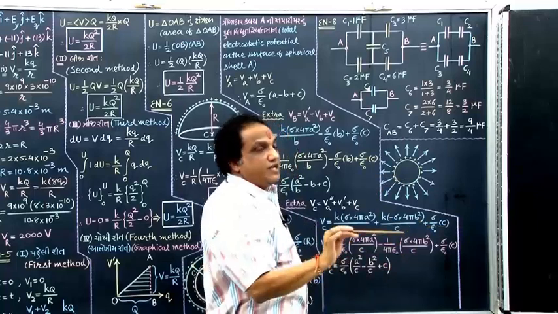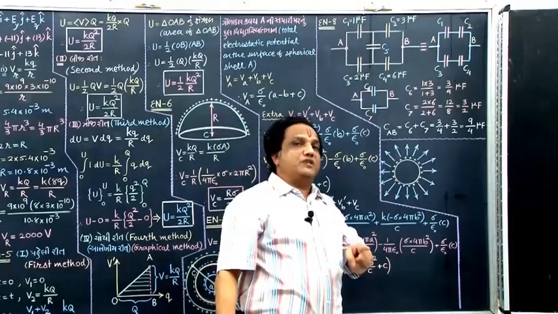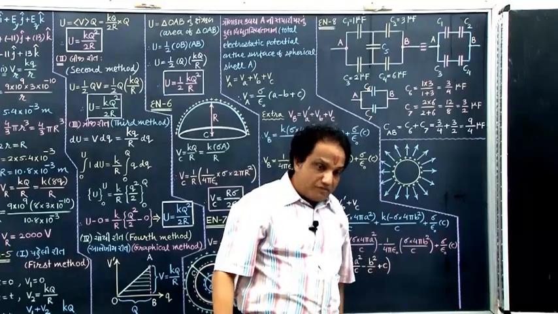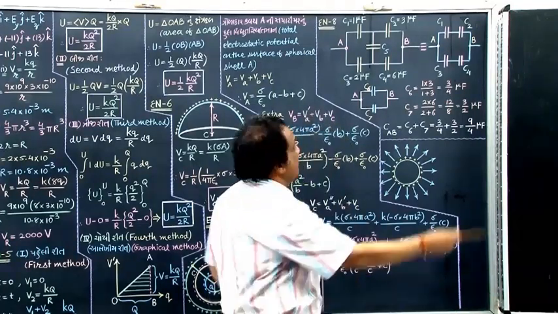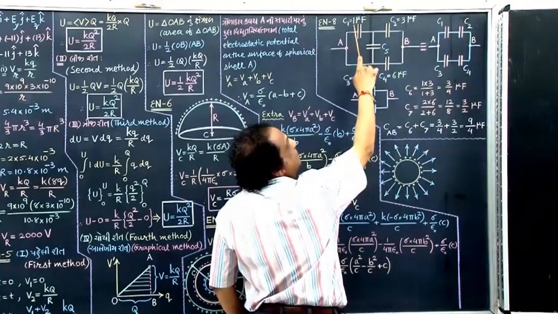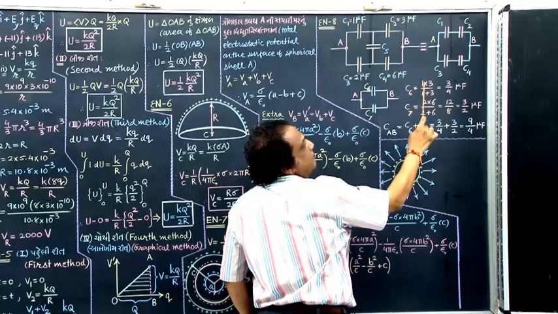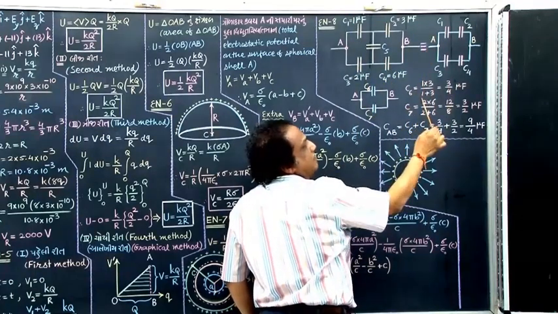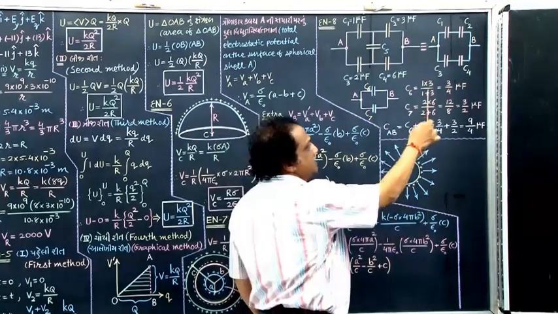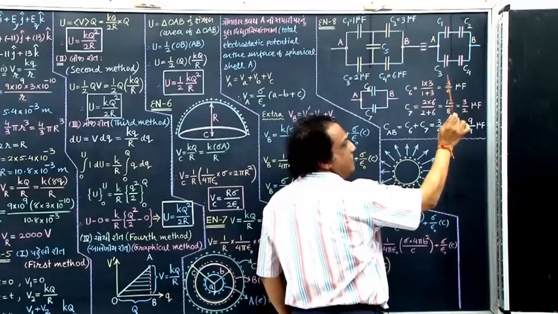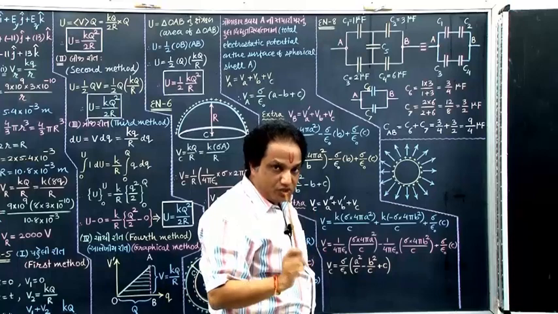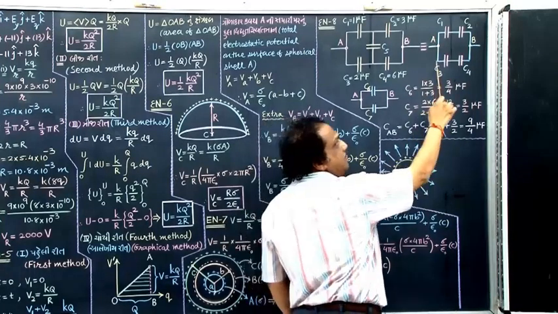Equivalent capacitance in case of series connection of two capacitances. What did I tell you to remember in words? Multiplication upon addition. Come on. C1 into C2 divided by C1 plus C2. But the values are 1 and 3. So I just multiply 1 into 3 divided by 1 plus 3. Multiplication divided by addition. This comes out to be 3 by 4 microfarad. Similarly, what is C7? Equivalent capacitance of two capacitances connected in series.